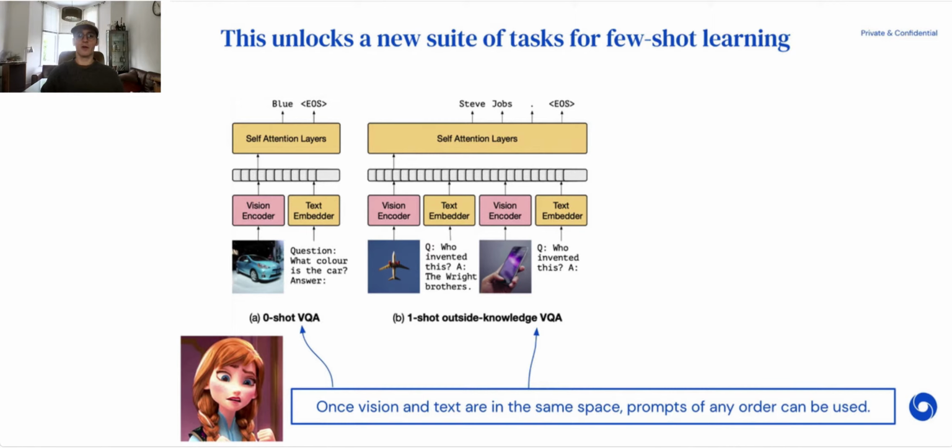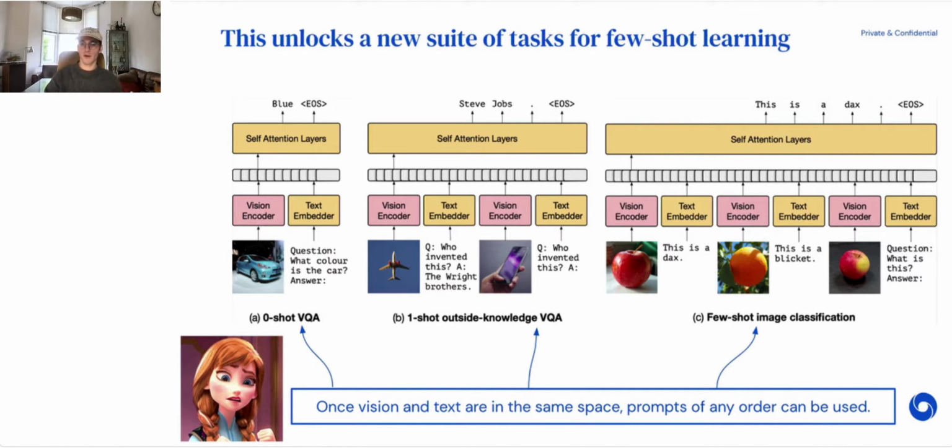We can also show the model interleaved images and text in the prompt in any order. It turns out that our system actually generalizes, even though during training it was only presented with one image, it can generalize to seeing multiple images and image and text interleaved. And so this is what enables showing some examples of image-text correspondence in context.